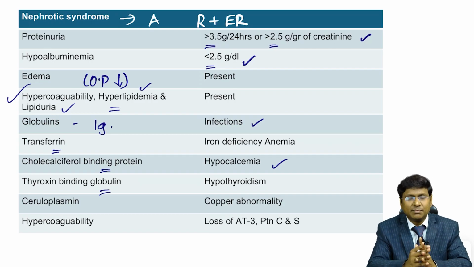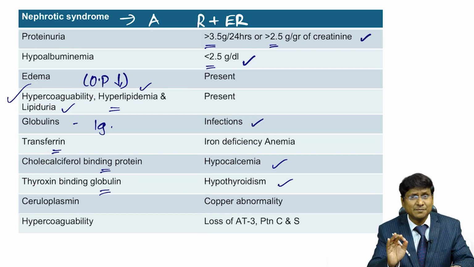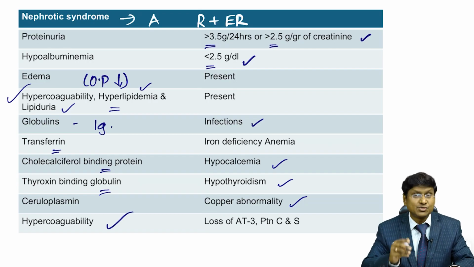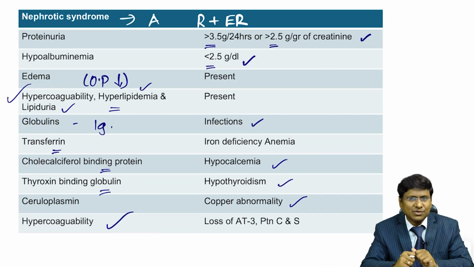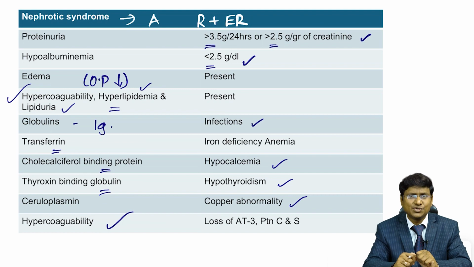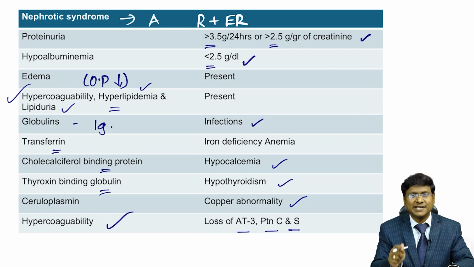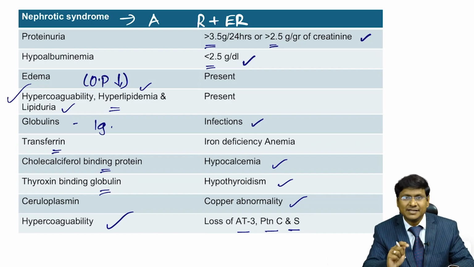Next, thyroxine binding globulin is another important protein which is lost, which binds to the thyroid hormone. Once your thyroxine binding globulin is lost, that will result in hypothyroidism. Ceruloplasmin is lost, which will result in abnormalities related to copper metabolism. There will also be hypercoagulability. Hypercoagulability is not only due to an increase in the synthesis of coagulation factors. It is also due to loss of the natural anticoagulants. What are the natural anticoagulants? That is antithrombin 3, protein C, as well as protein S being lost. These are the natural anticoagulants, and once these are lost, that will result in hypercoagulability.